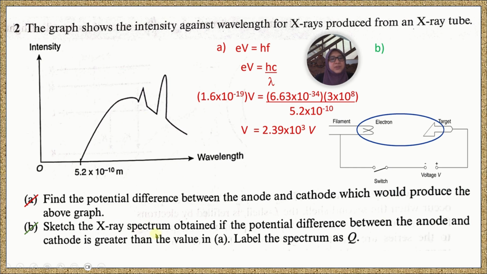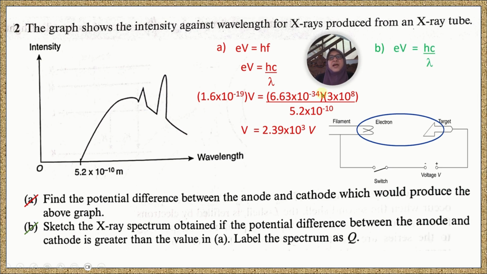Sketch the X-ray spectrum obtained if the potential difference between the anode and cathode is greater than the value in A. Label the spectrum as Q. So this is the initial spectrum given. We are going to sketch the new spectrum, which is spectrum Q. The voltage given is higher than the 2.39 times 10 to the power of 3 volts.